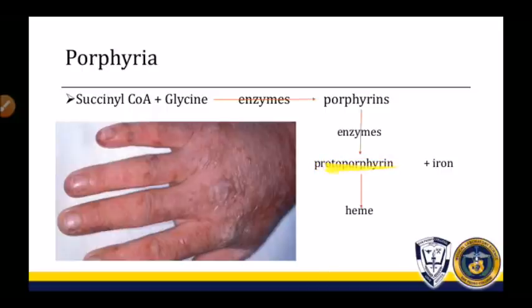Si protoporphyrin plus the iron na gikan sa ato ang kinaon or na-recycle na iron from previous RBCs will become heme. So, ang addition ni iron sa protoporphyrin is also mediated by an enzyme. So, protoporphyrin plus iron will become heme. So, in porphyria, enzymes are deficient. So, ang mga enzymes nga nag-help sa porphyrins na ma-convert into protoporphyrin or ang mga enzymes nga nag-help sa mga porphyrins na ma-convert to another form of porphyrins are deficient.